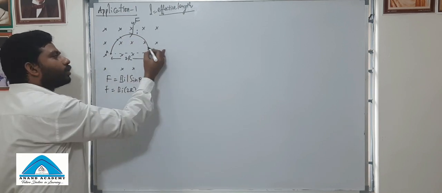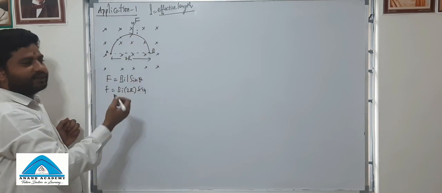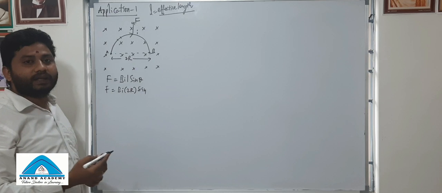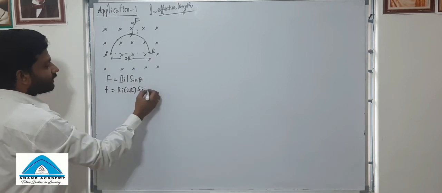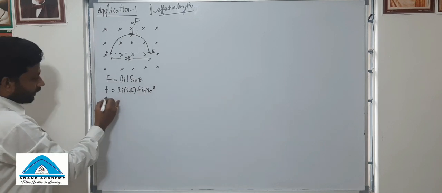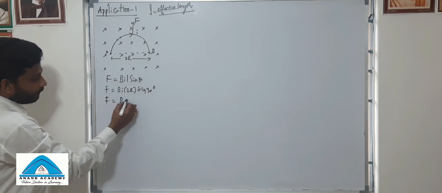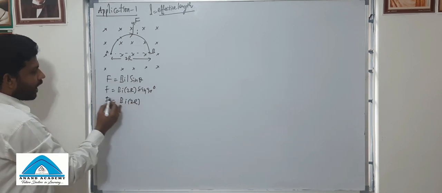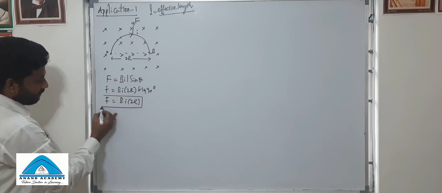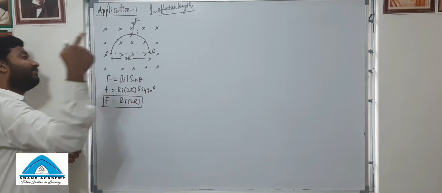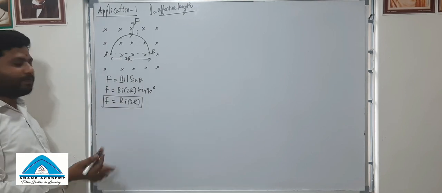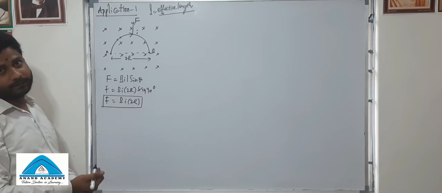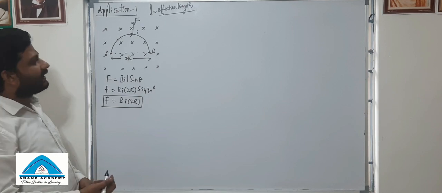At this point you take L bar in this direction and B bar is into the plane. So the angle between L bar and B bar is 90 degrees, so it is sine 90 degrees. So I can write F is equal to BI into 2R. This is the magnetic force acting on this current carrying wire in the magnetic field: BI into 2R. Okay, clear?